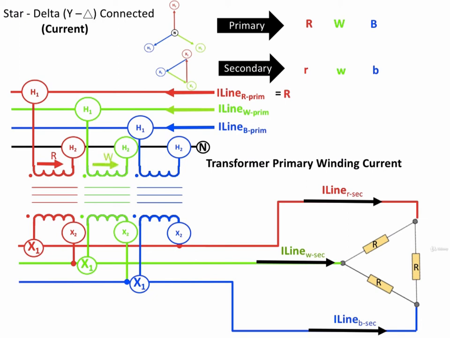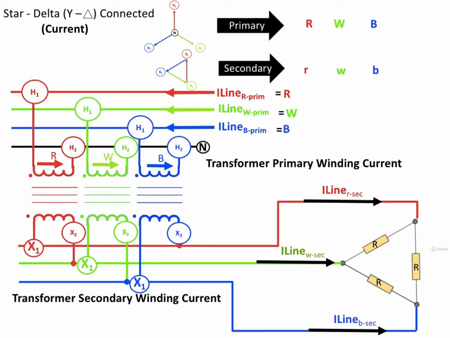Similarly, the current flowing in the winding of the primary white transformer is going to flow into the spot on that transformer from the I line W prime, and it's going to be equal to the line current. Similarly, the blue phase is going to be designated B, and it's going to be equal to the line current on the blue phase line coming in. That is because we have a Y connected primary.